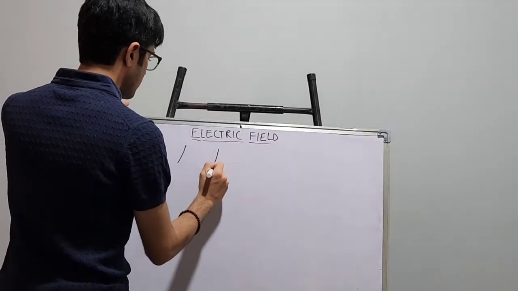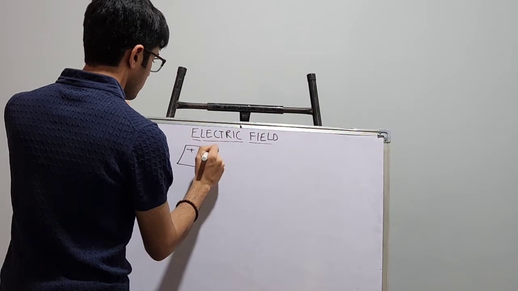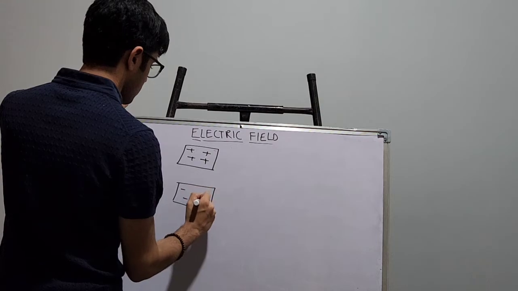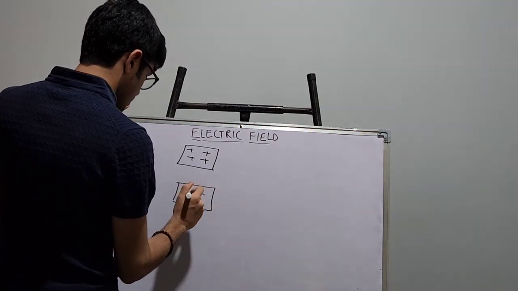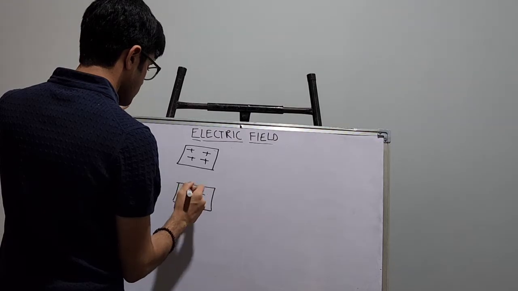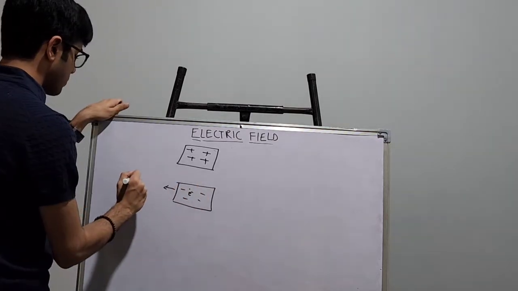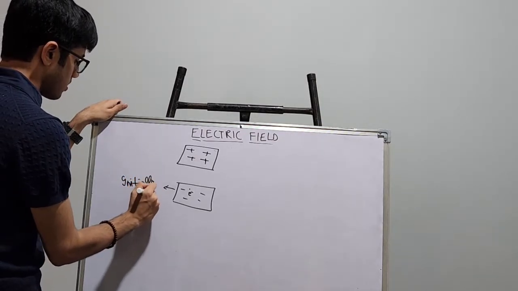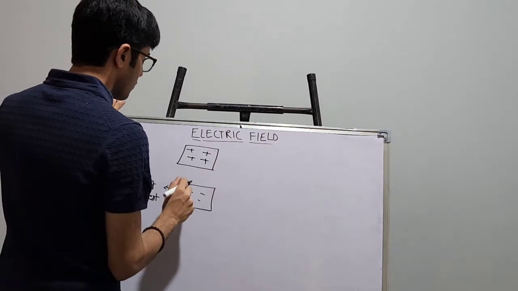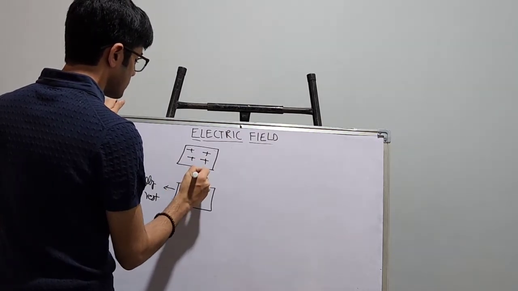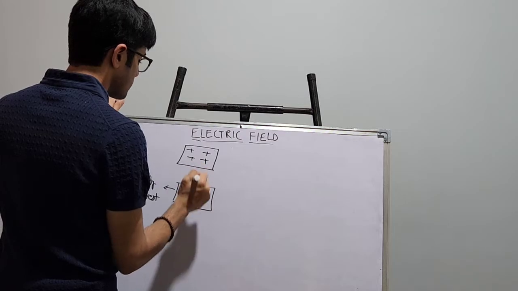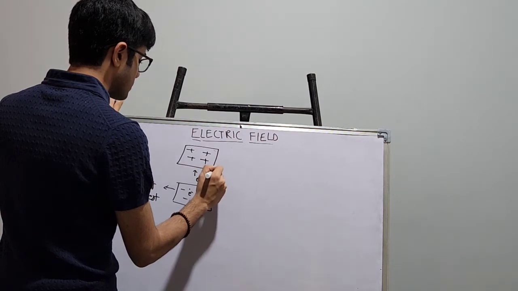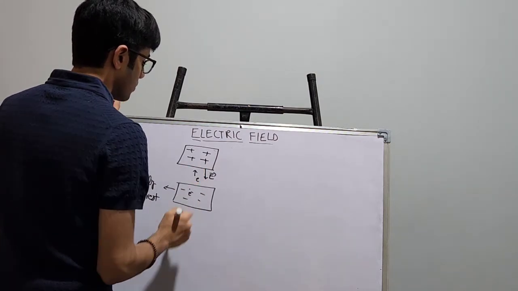Let's say we have a positively charged metal sheet here, and a negatively charged metal sheet here. Let's say an electron is embedded here, and this is initially at rest. After some time the electron would be attracted towards the positively charged sheet. So let's say at this point the electron is like this. The direction of electric field is always from positive to negative. So direction of electric field is like this, and electron is moving upwards.